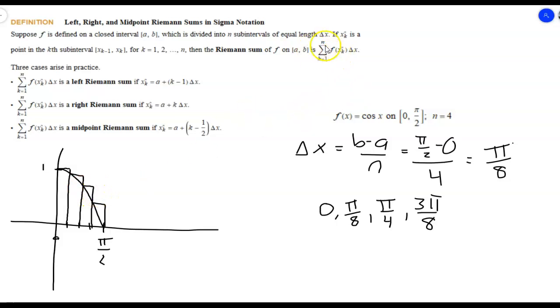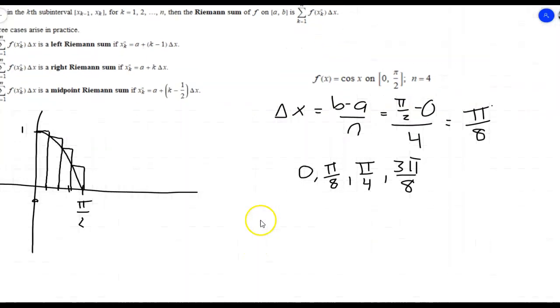So these are the x values that we're going to be evaluating in the function to calculate our height. So the formula is a summation formula. We're going to go from 1 to 4, so 4 times. We're going to evaluate each one of these and multiply each one by our delta x, which is pi over 8. That's basically just finding the area, length times width, of each one of those rectangles and adding them together. All right, so let's do that.